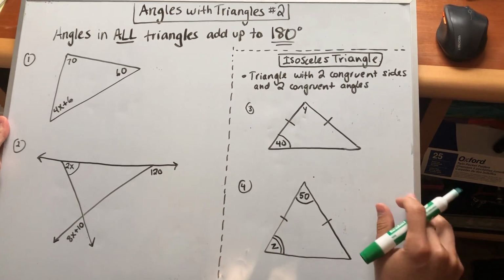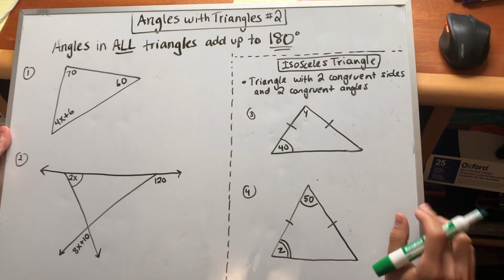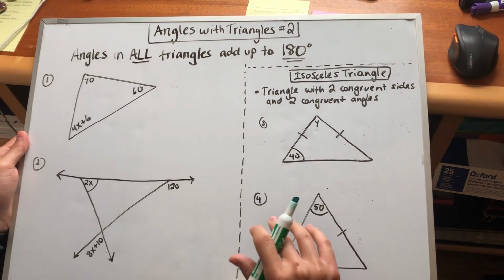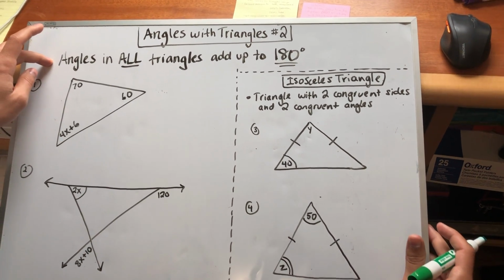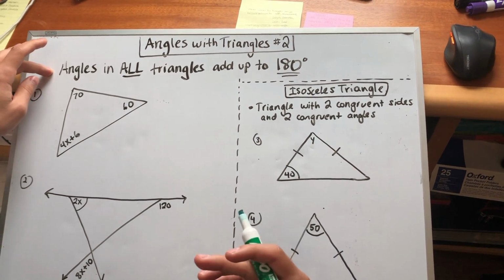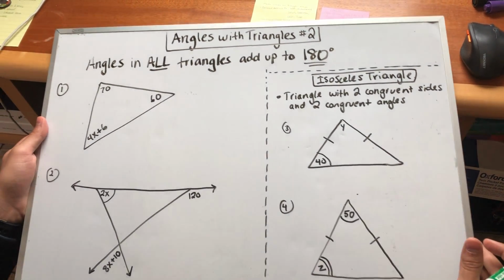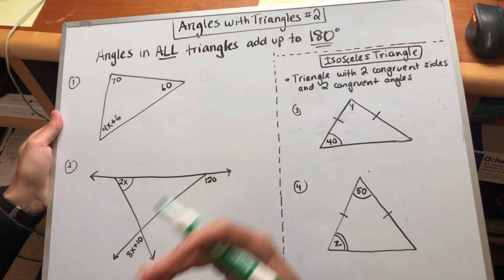Alright guys, so this video is going to help you with your angles with triangles day 2 assignment, okay? I'm going to have basically 4 examples, but again, they're all based off the fact that all the angles in a triangle, any triangle, adds up to 180. Alright, so let's look at number 1. These ones are going to be dealing with equations. You're going to have x's, okay?